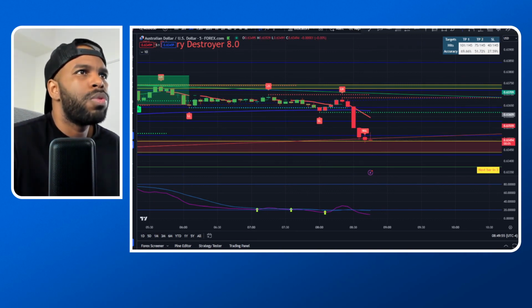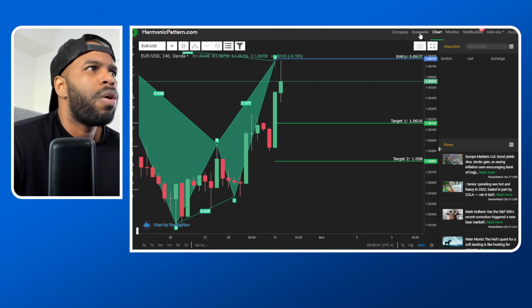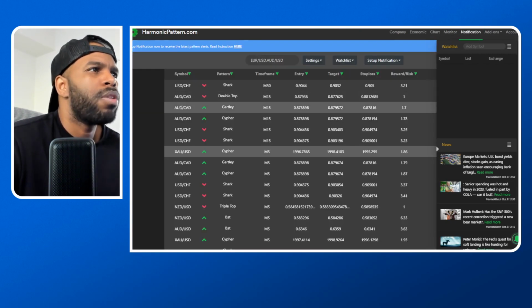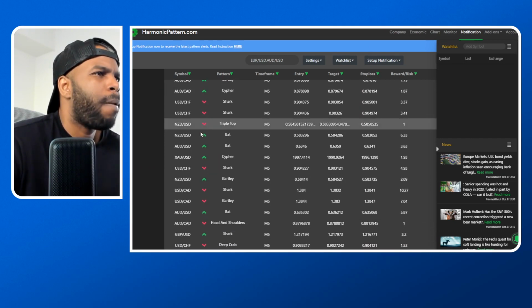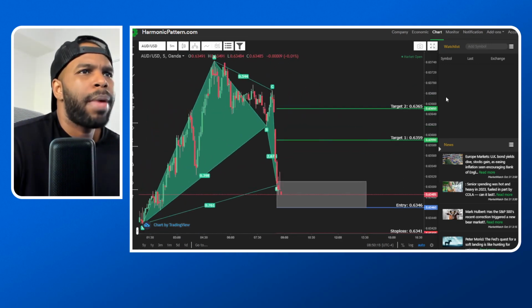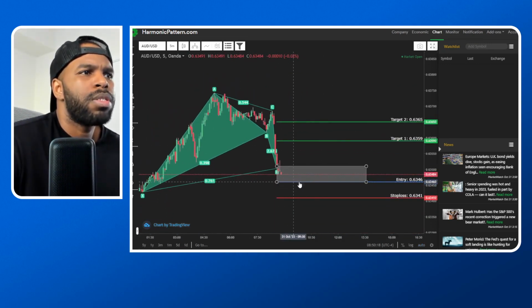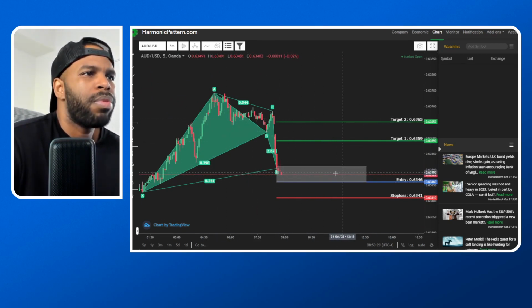You could go to another platform that I use called Harmonic Pattern. It also shows you different patterns. Do we have anything for USD? We have a bat pattern. So this is the entry, which means we can get in anywhere in this zone if we use this bat pattern. And the cool thing about Harmonic Pattern is it gives you the take profits and the stop loss.